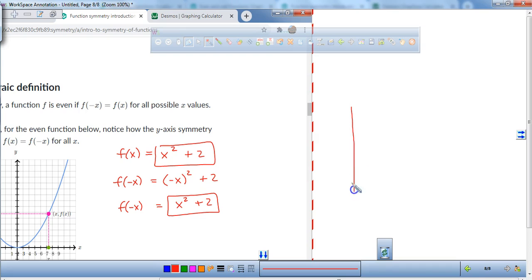If I had a table of values, I'm going to call this x, I'm going to call this y. If I have an x value and a y value, I'll have a negative x value but the same y value no matter what. So what would that look like? If I had a 2 and this was a 4, then if this was negative 2, this would be a positive 4. And that's what's always going to happen. So for any ordered pair in an even function, if you have x, y, you will have negative x and the same y.